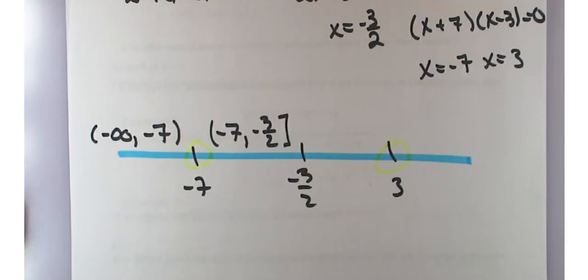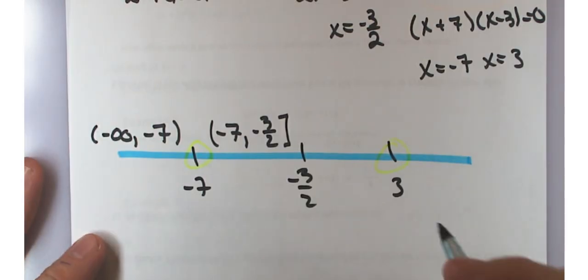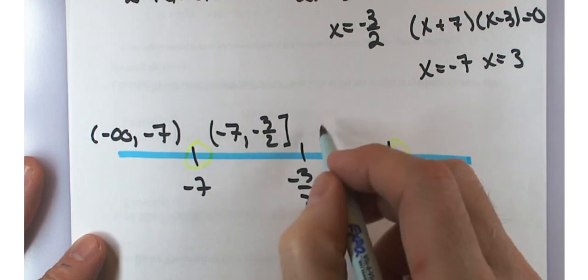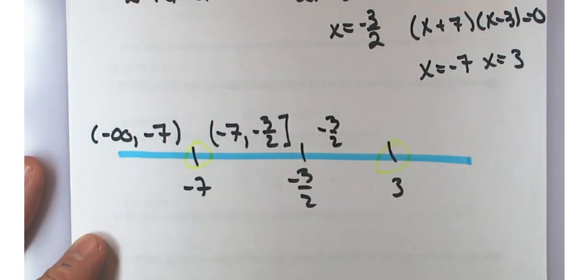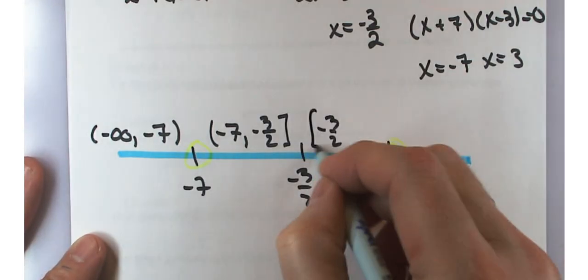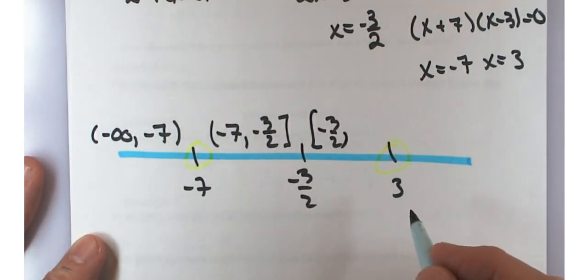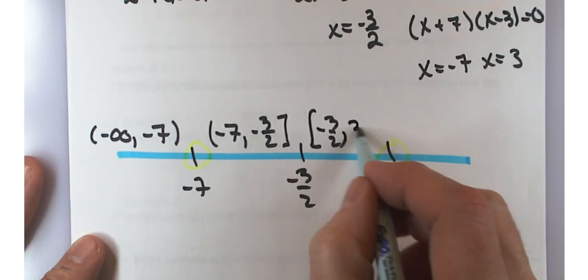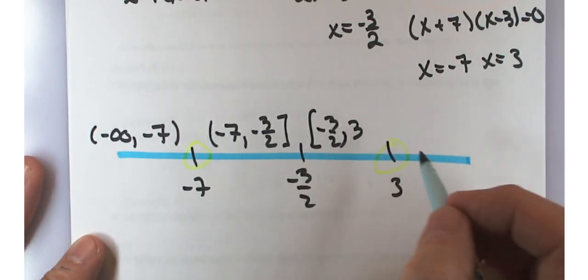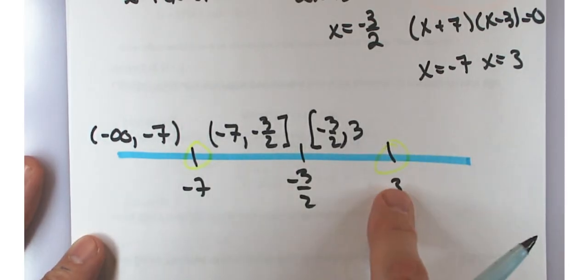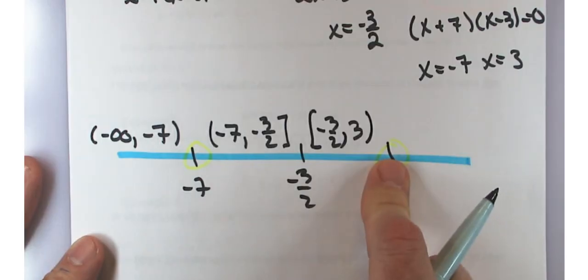What do you got? So negative 3/2, bracket or parenthesis? Can we use it? Yep, bracket. Then to what? Bracket or parenthesis? Parenthesis, because we can't use the 3, that makes the denominator 0.